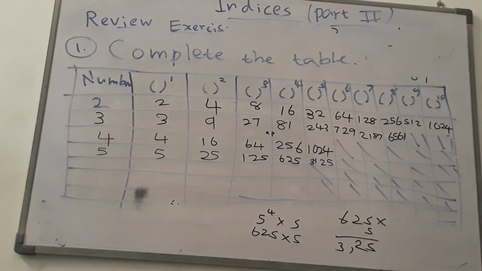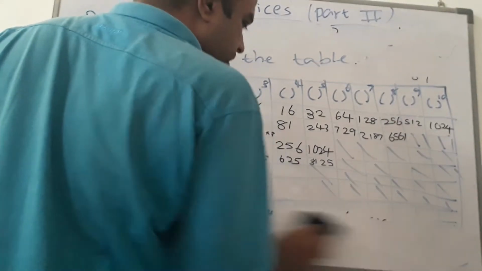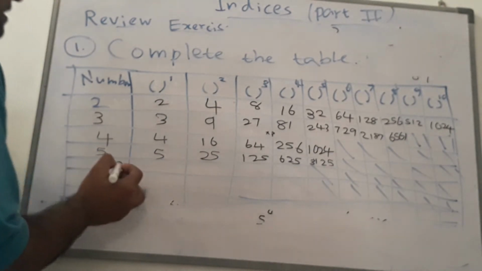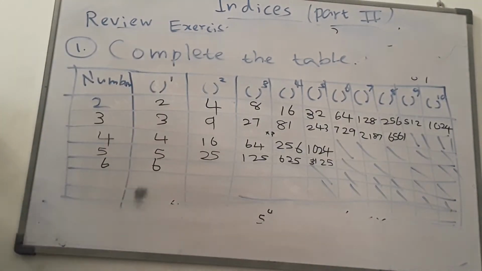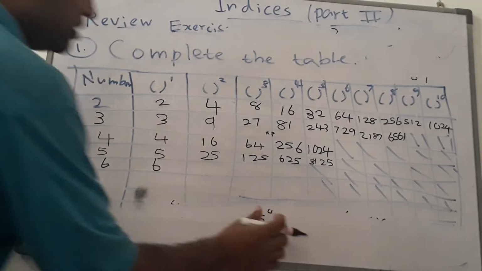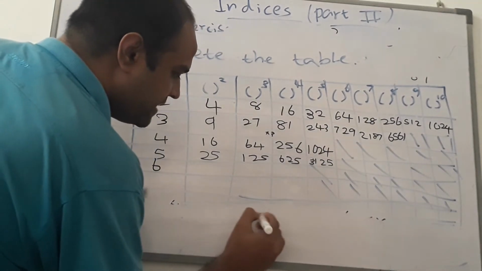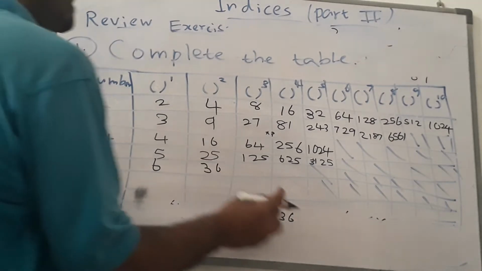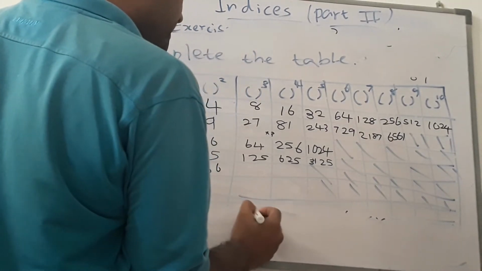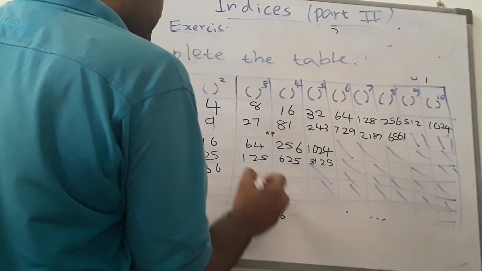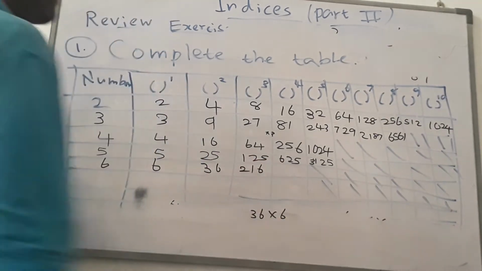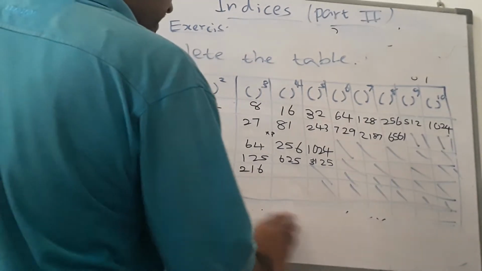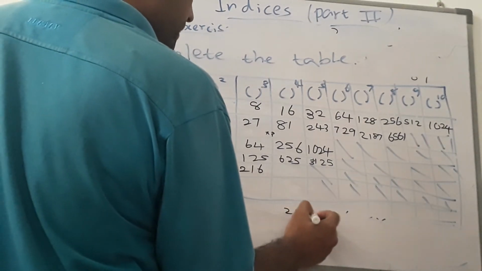Okay, same as that, what about the powers of 6? 6 to the power 1 means 6 itself. 6 squared, or 6 to the power 2, means 6 times 6, which is equal to 36. 6 to the power 3 means you have to multiply 36 by 6. Hence it will be 216. Then finally we have to multiply 216 by 6.